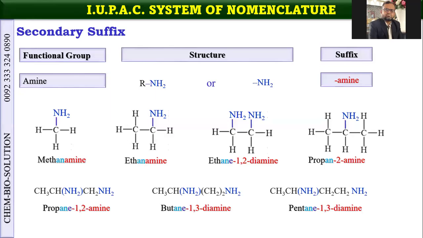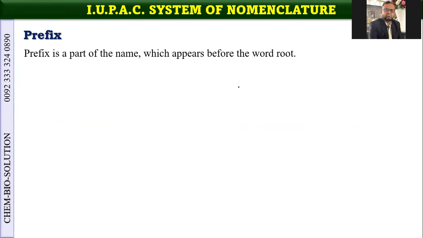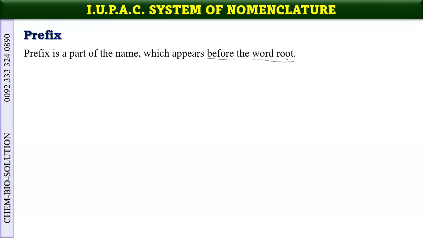Okay, so we have seen till now the secondary suffixes. Now come to the prefixes, although we have seen these prefixes in our early classes of organic chemistry. So what is the prefix? Prefix is the part of the name which appears before the word root.